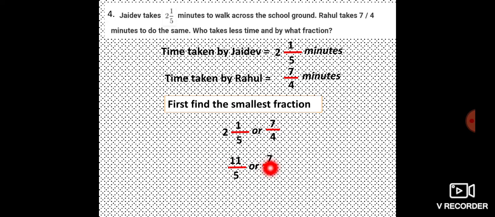Next we equalize the denominator. First fraction multiplied with 4, second fraction multiplied with 5. That is 11 into 4 by 5 into 4, and 7 into 5 by 4 into 5. 11 into 4 is 44 by 20 and 35 by 20. Out of this, which is smaller? Yes, 35 by 20 is smaller.